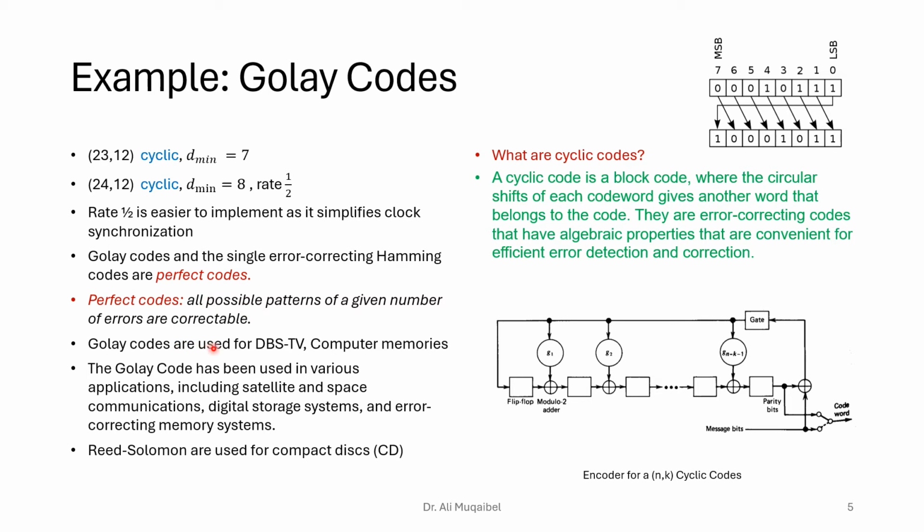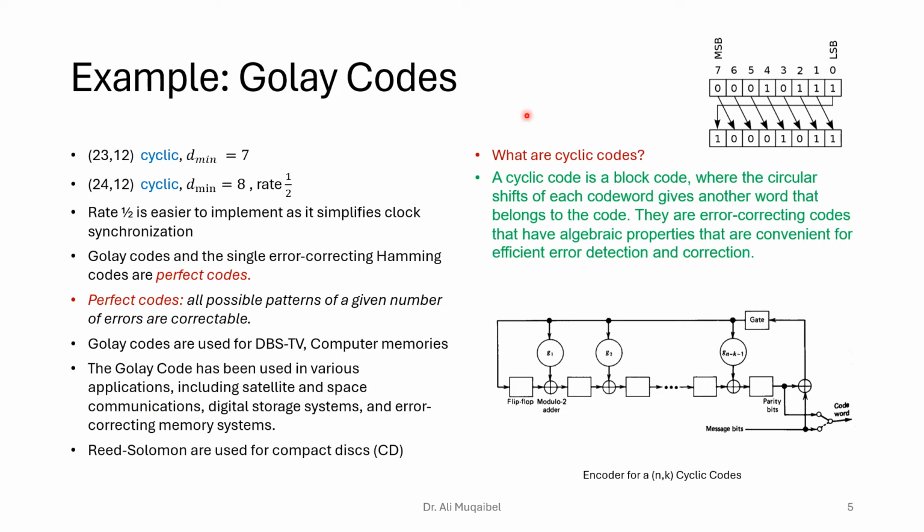Golay codes are used for digital broadcasting, satellite TV, and computer memories also. Golay codes have been used in various applications, including satellite and space communication, digital storage systems, and error correcting memory systems. Reed-Solomon codes are used for compact discs. This is a different type of code. I just want to mention here the important ones.